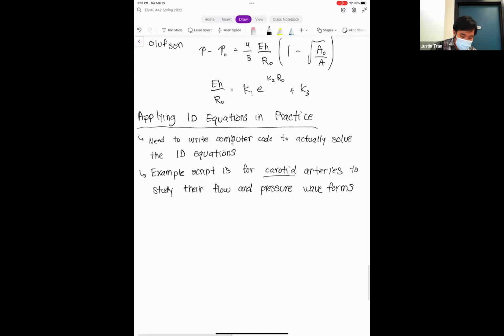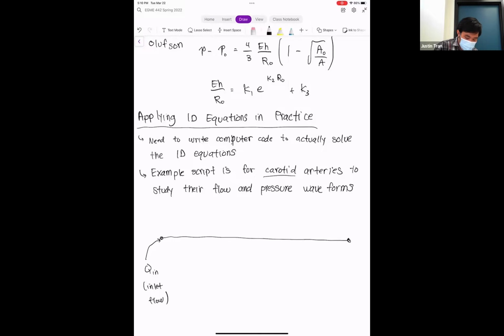And so he applied it to a single vessel. Since this is a 1D equation, I'm going to draw the vessel as just a single line. At the inlet to the vessel, we're going to apply a flow rate. And so this Q in right here is going to be our inlet flow.